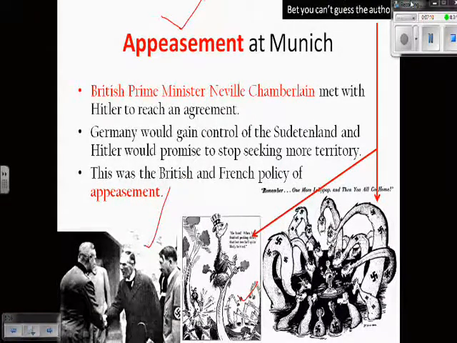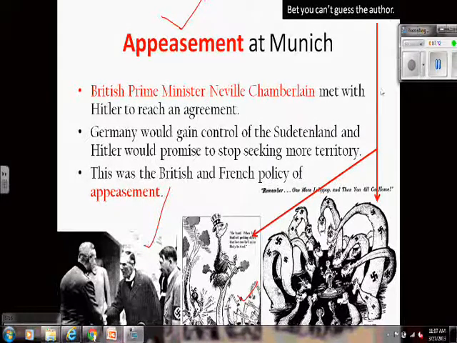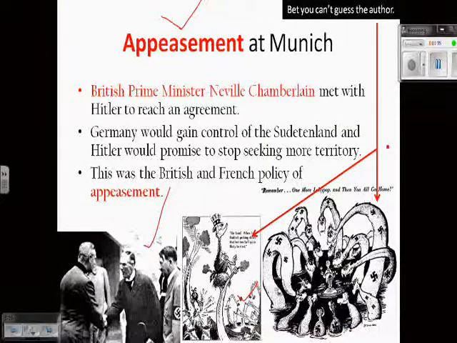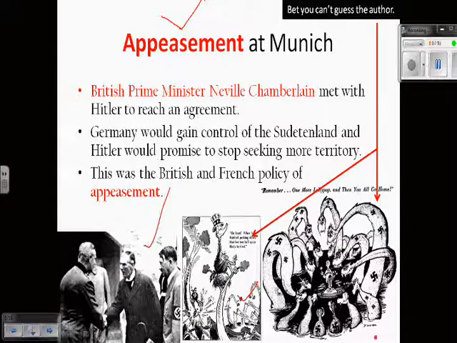I found a couple of political cartoons, and I bet you can't guess the author. If you look closely, you'll be able to see. This is a good illustration of appeasement. This shows Neville Chamberlain in the center, and I know it's kind of hard to read, but you have a question in your work pack. It says the appeaser on it.